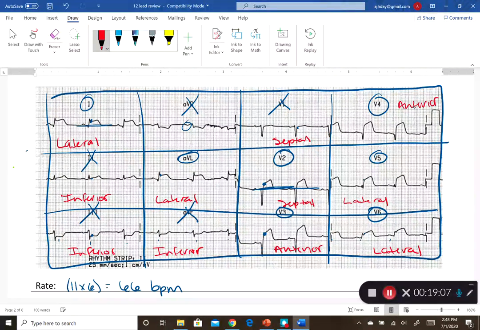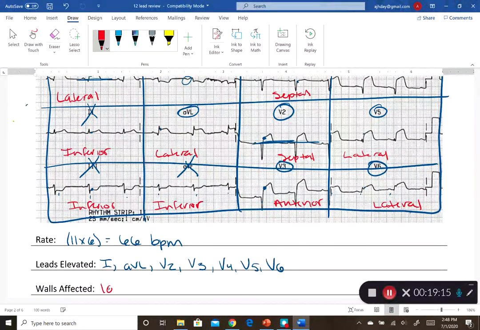All right, so lateral wall, I need at least 2 contiguous leads. Well, I have 1, AVL, V5, and V6 affected, so definitely have lateral wall involvement. All 4 are affected.